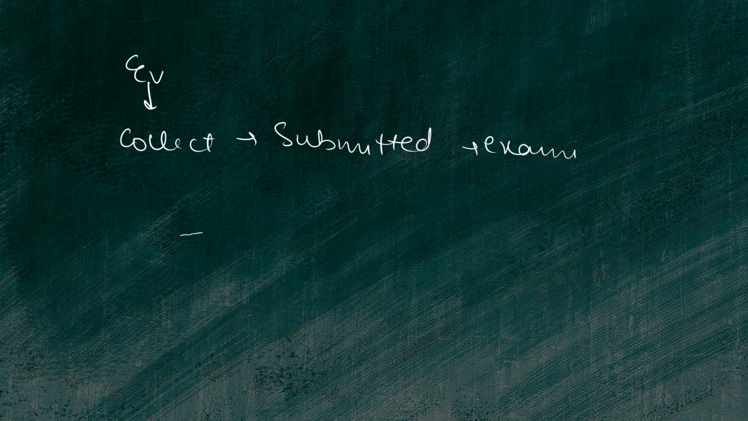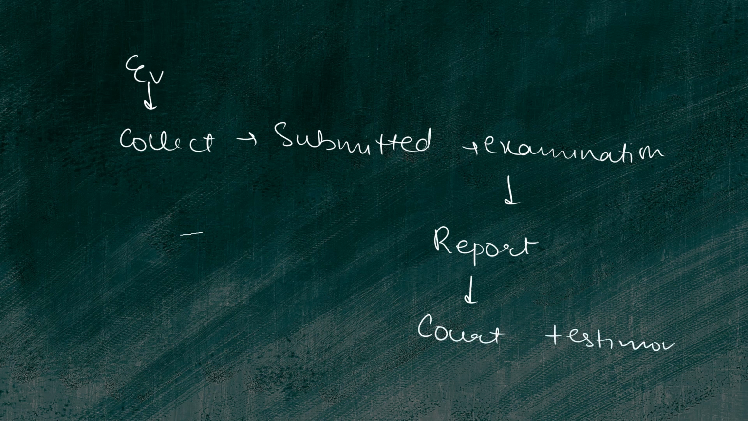Now, the evidence goes through a journey. First, it is collected from the crime scene. Then it is submitted to the FSL, where it is examined. Then the scientists generate a report, which is then taken to court, where testimony is given by the experts. So here you will actually see how the FSLs function, from submitting evidence to the court testimony, and how the evidences are processed in the forensic science lab.